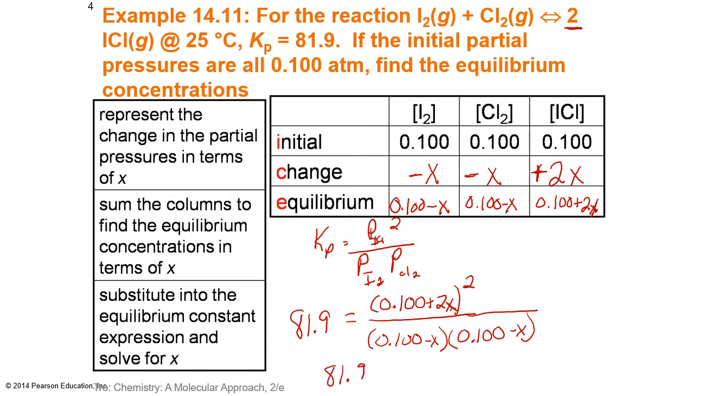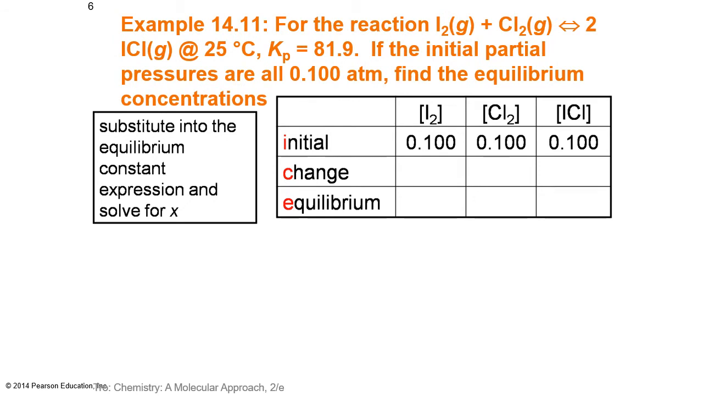We can simplify it just a little bit because we have 0.1 minus x and 0.1 minus x. That means that the denominator can be squared. And now we're going to solve for x.